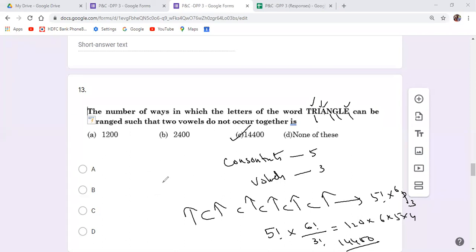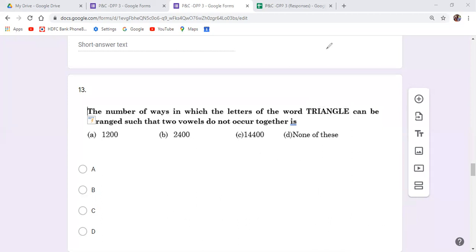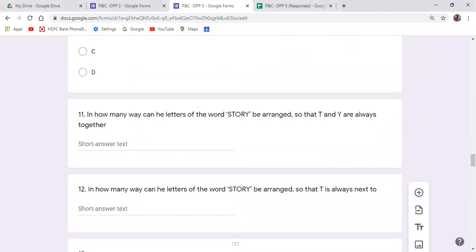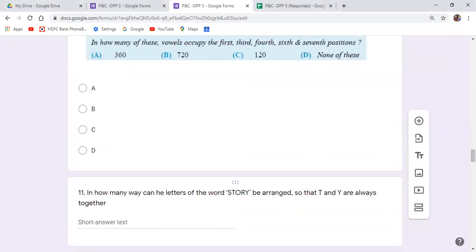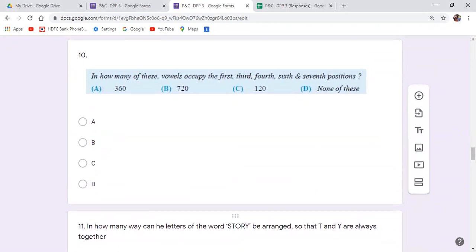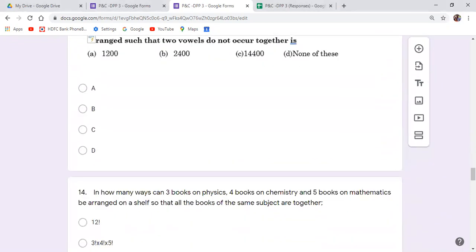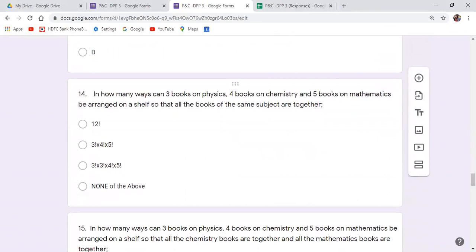Can you show the eighth one also? Which one? Which question? Which question? Okay, I didn't hear. I think she got disconnected.